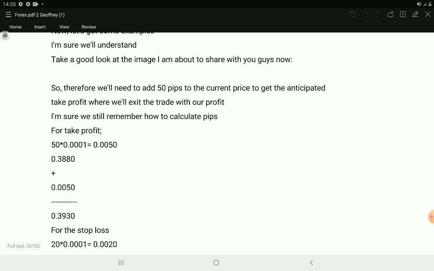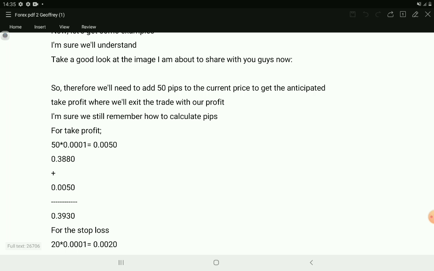If the exchange rate of your currency pair at that particular point is 0.3880, and you want to add 50 pips to it, maybe you say, okay, if this market moves 50 pips in my direction, I am going to exit the market. Then you just add 50 pips to it and enter it in your platform. There's a particular place provided for TP.